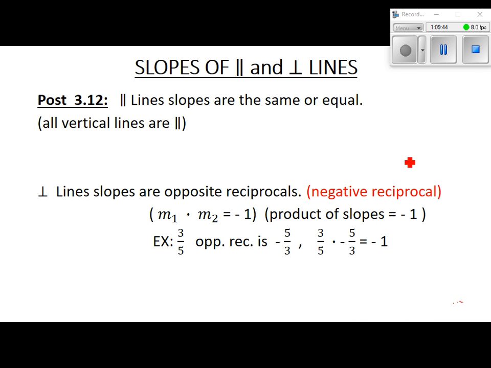Fill in what you need to fill in on this. Probably learned this last year also. What do you know about two lines if they're parallel? What's true about their slopes? They've got to be the same. So if lines are parallel, slopes are the same.